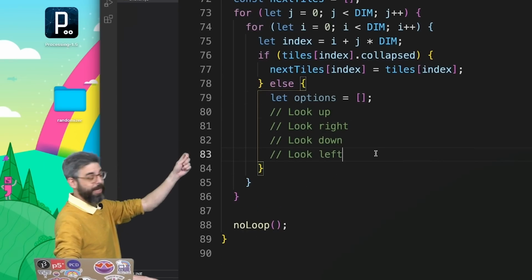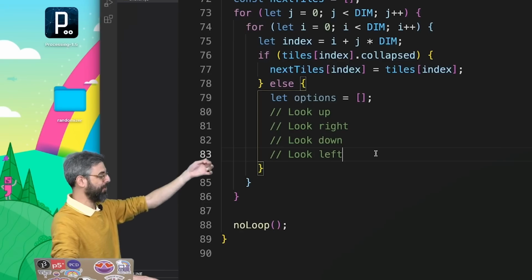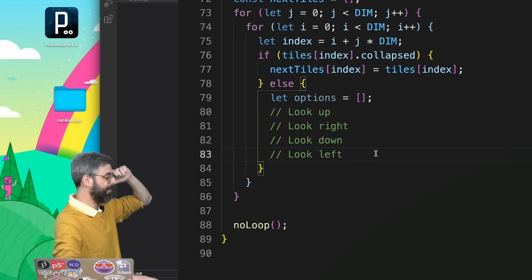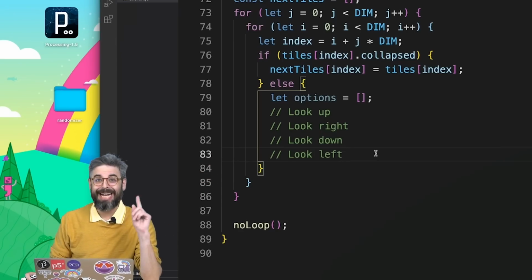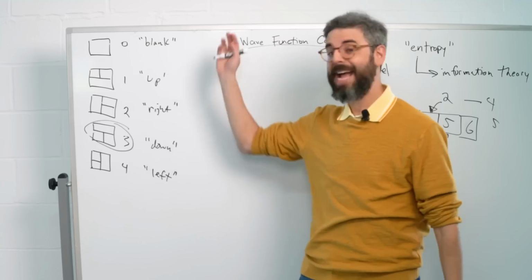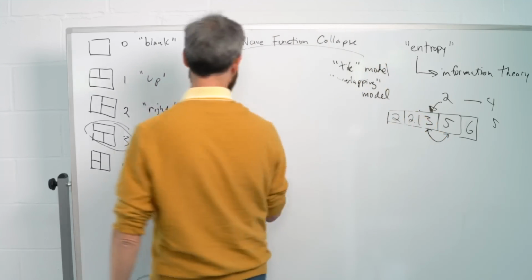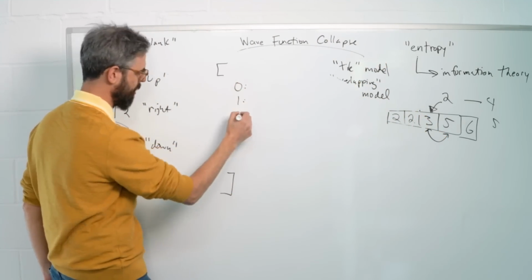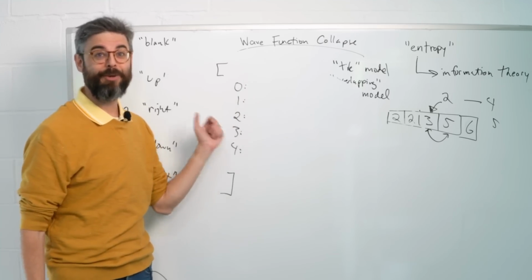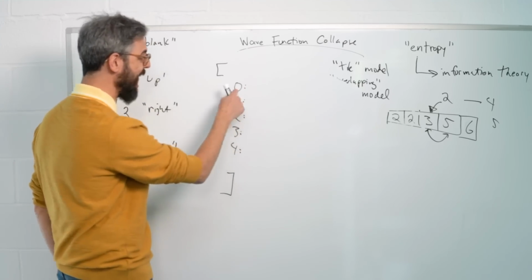I need to determine what are the valid options based on its neighbor up, to the right, down, and to the left. Here is where I need yet another data structure. I have 5 tiles. What if I had an array where every element of the array stored a list of valid neighbors?